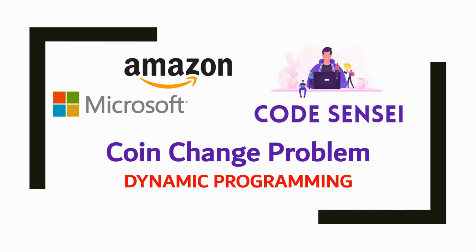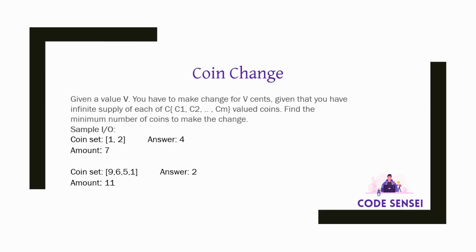Today we are going to see how to solve the coin change problem using the dynamic programming approach. So let us look at the problem statement. Given a value V, you have to make change for V cents. Given that you have an infinite supply of each of the C valued coins, which will range from C1 to Cn, find the minimum number of coins to make the change.